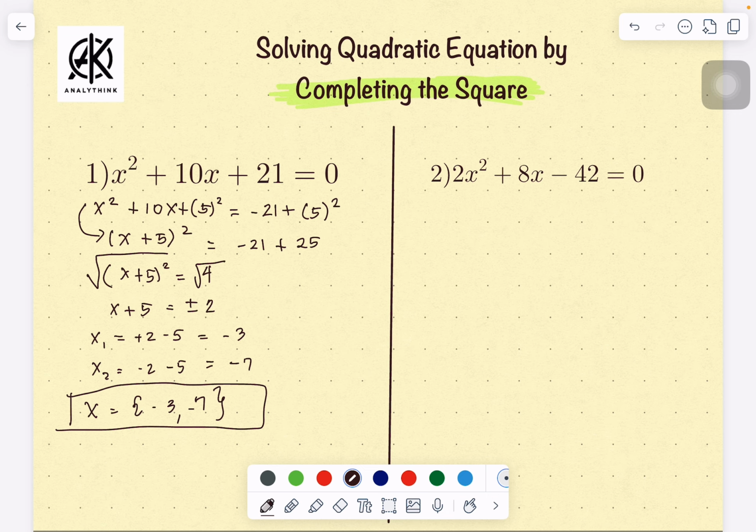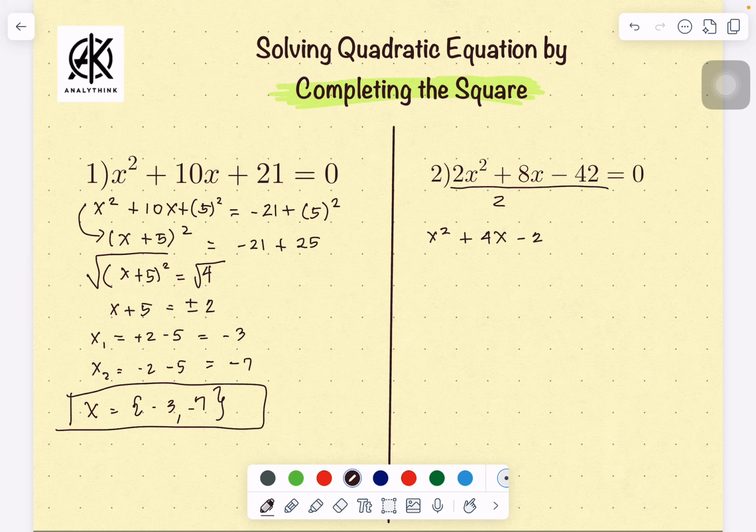For the second example, you have 2x squared plus 8x minus 42. Now this time, the coefficient of your x squared is not equal to 1. So what I'm going to do here is divide these terms by 2 so that we will have x squared. 2x squared divided by 2 is x squared. Now we have the coefficient of x squared as 1, plus 4x. 42 divided by 2, then you have 21.